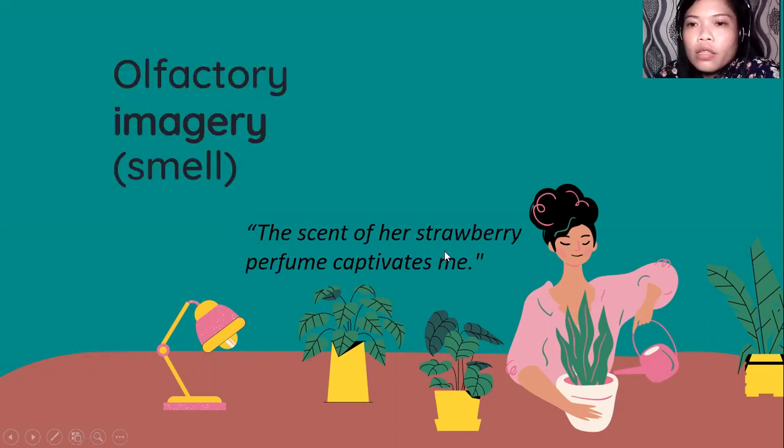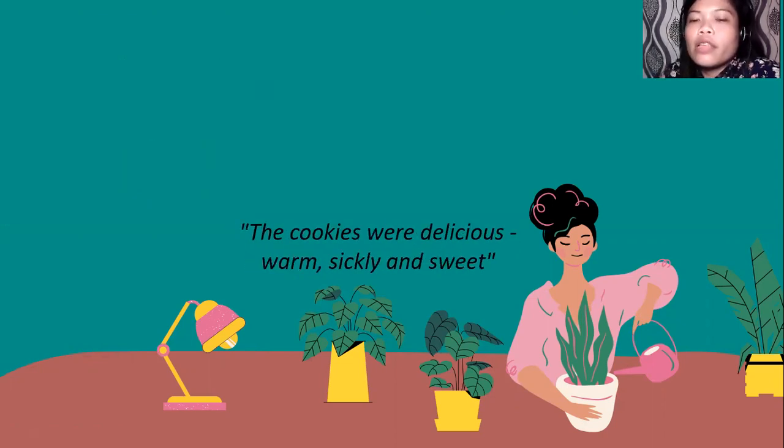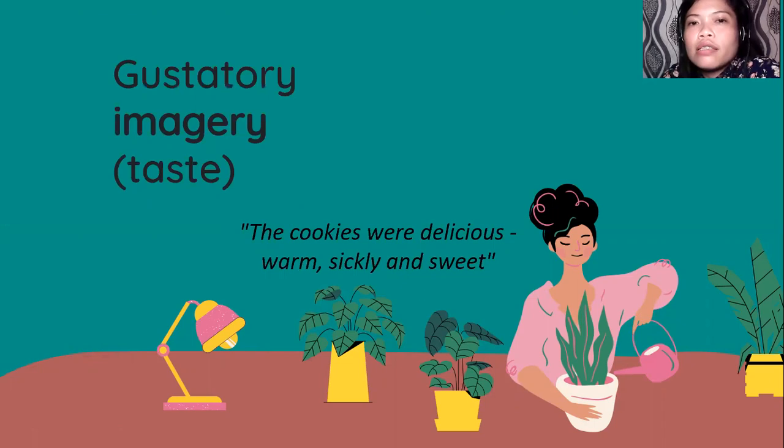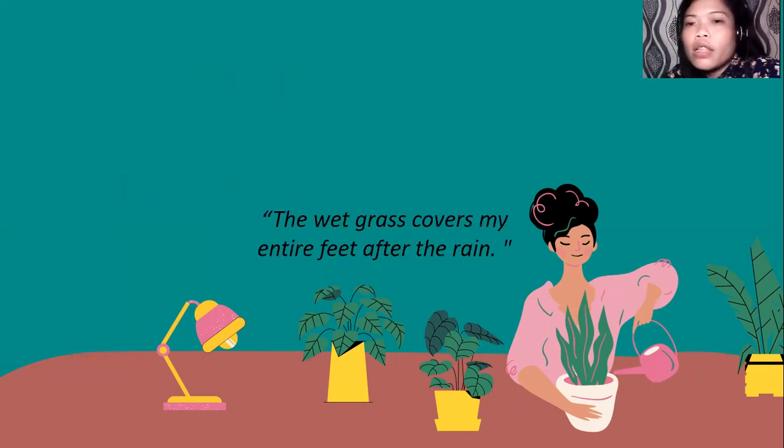Okay, let's proceed. This one: the cookies were delicious, warm, sickly, and sweet. So that is the gustatory imagery, very obvious. Next one: the wet grass covers my entire feet after the rain. So what is it? What sense is it? What type of imagery?